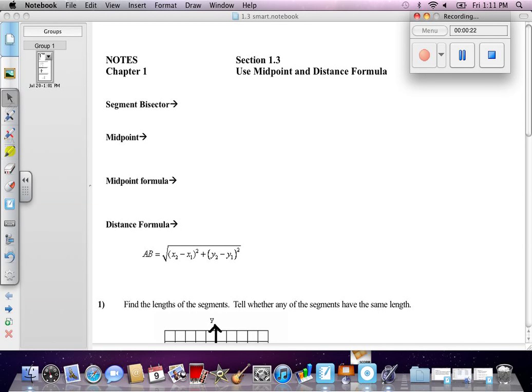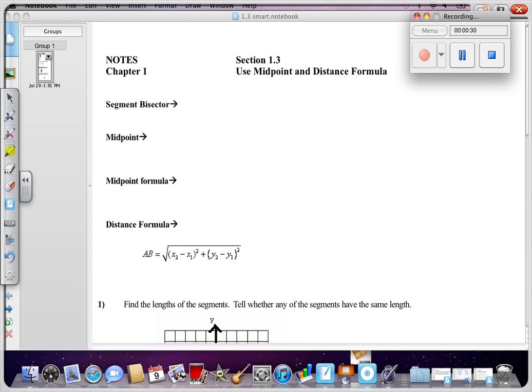All right, first, we're going to call our first definition. You'll have to excuse my handwriting. Segment bisector cuts a segment in half. Midpoint is the middle between 2 points.